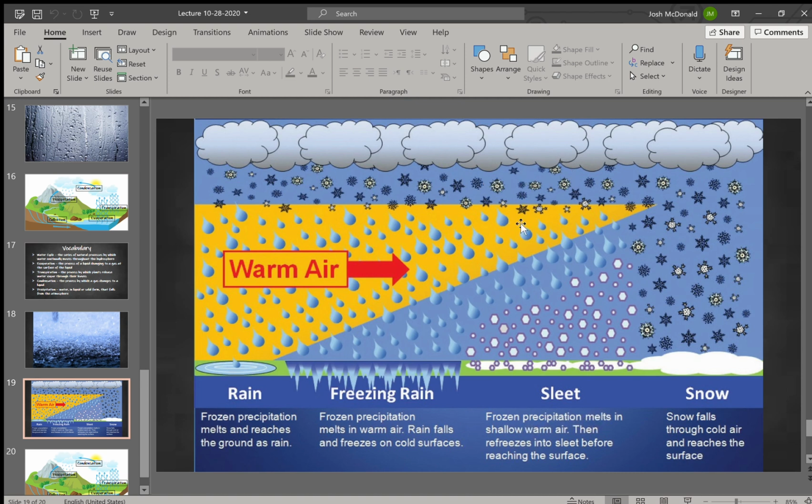So that's this right here. And then it refreezes into sleet before it reaches the surface. So freezing rain, it's freezing down here as it hits the cold surfaces. Sleet, it's freezing in the air. And then, of course, well, maybe you don't know because we don't really get a lot of snow here, but snow is when it is falling in the form of ice crystals. So it's not hail so much as chunks of ice, but it is crystallized water.